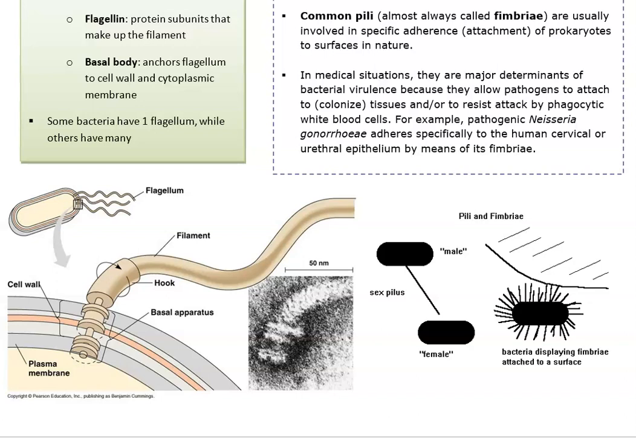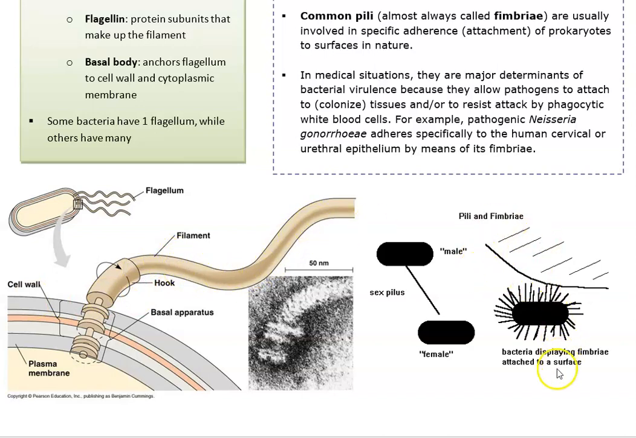So here you see the flagellum and all of its parts. You've got the basal body here. That's what anchors the flagellum to the cell wall. You've got the filament that comes out, and that's what's used for movement. And then the flagellum is the protein subunits that make up the filament, so they're found inside the filament.